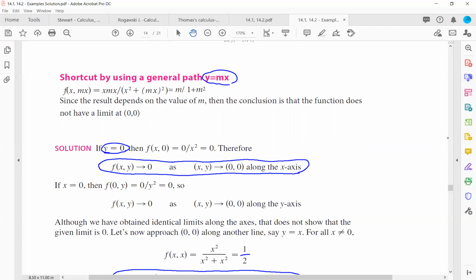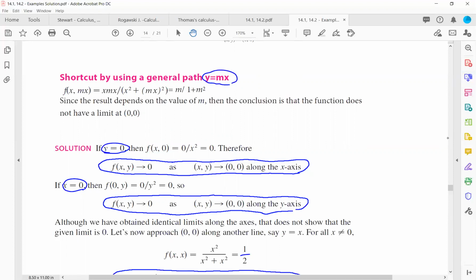Let's check a different path, x equals 0. Wherever you see x, you write down 0. f of 0 and y is equal to 0 divided by y squared, which is equal to 0. What's the meaning of that? Again, you get the limit of the function getting closer to 0 along the y-axis. Here you cannot conclude that the limit of the function is equal to 0. You have to check more paths.